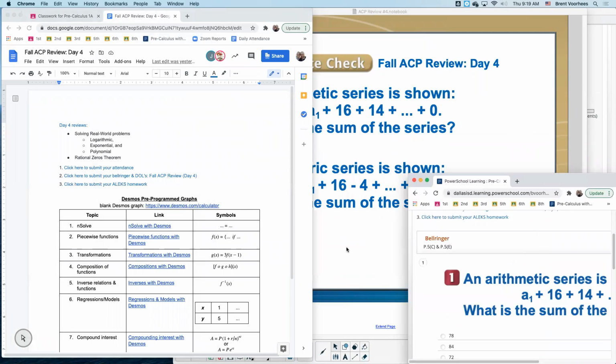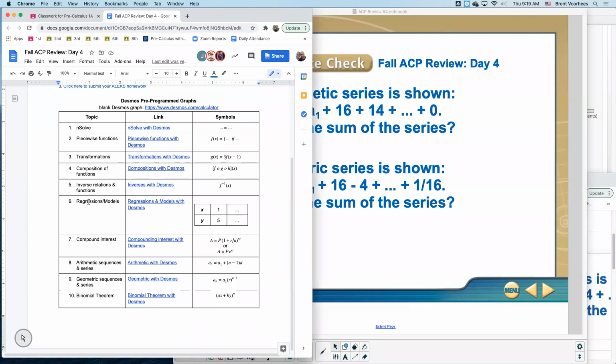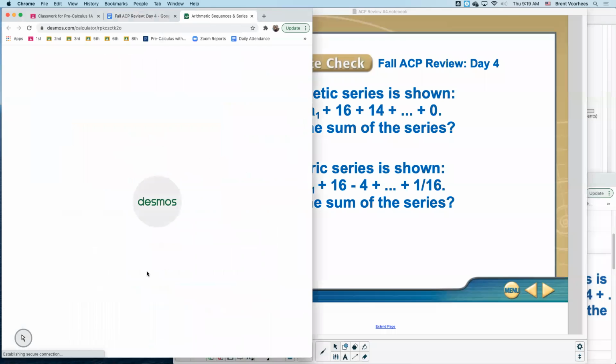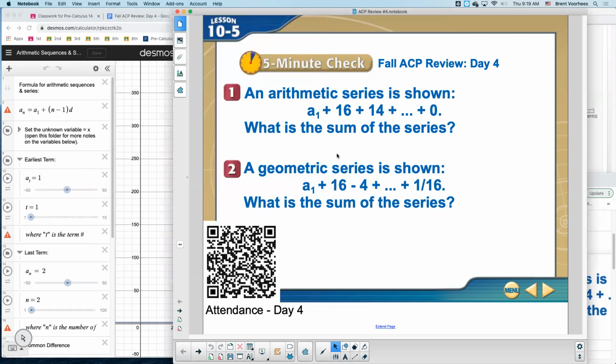But yeah, let's do number 1 first. So number 1 says an arithmetic series is shown. What is the sum of the series? So I did create some calculators. We went over those calculators last class, and I did one little update because I think it'll make it easier. After teaching a class, I realized some students are confused on this. So an update I made is for arithmetic, and that's what I just clicked over on the left.